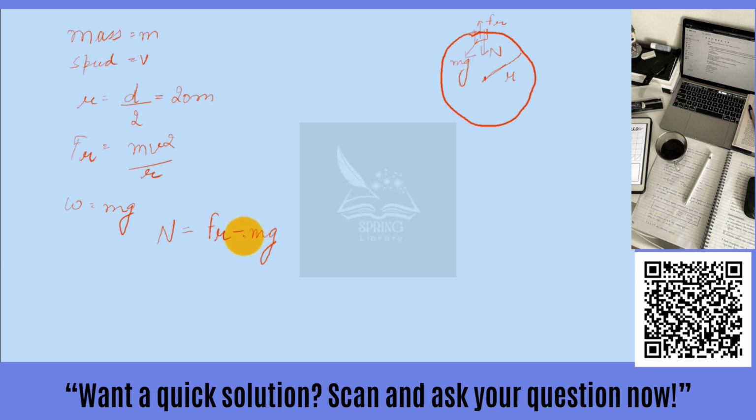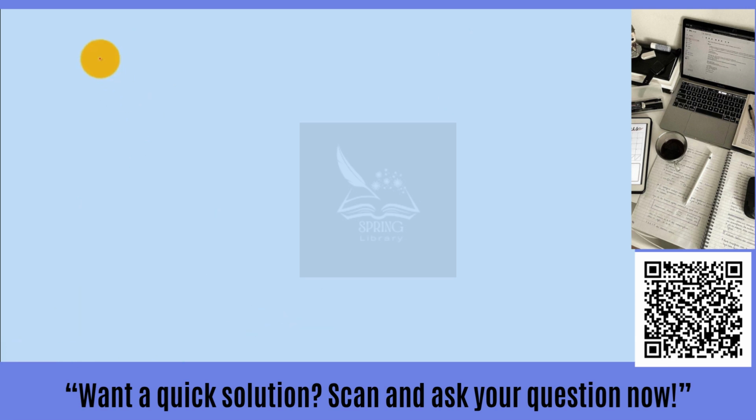Now equating the gravitational force and normal force, we have W is equal to capital N. Hence mg is equal to Fr minus mg. Hence we get 2mg is equal to mv squared upon r, which is the centripetal force. Now solving for v, we have v is equal to the square root of 2gr.